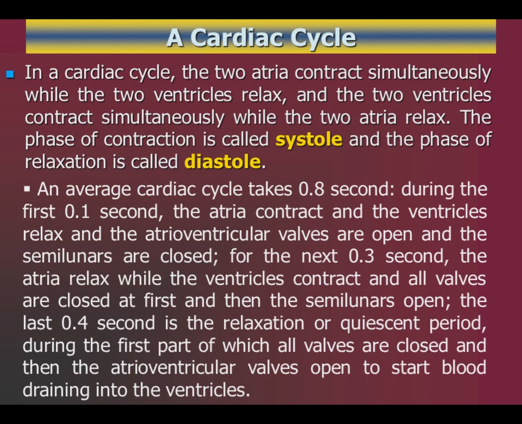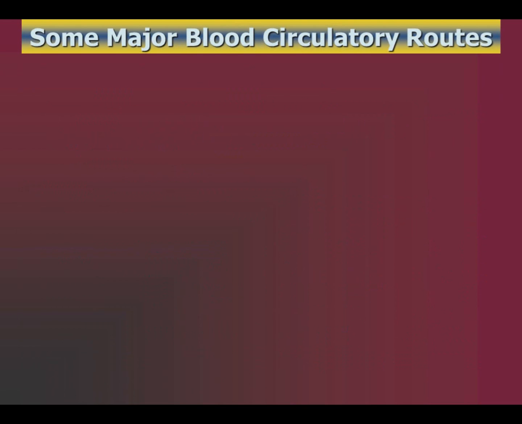The last 0.4 second of the cycle is the relaxation or quiescent period. All chambers are in diastole. So for a full 1/2 period of a cycle, the heart muscle is resting. For the first part of this period, all valves are closed. During the latter half, the tricuspid and bicuspid valves open to allow blood to start draining into the ventricles.